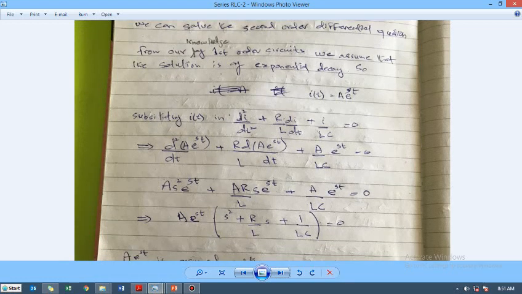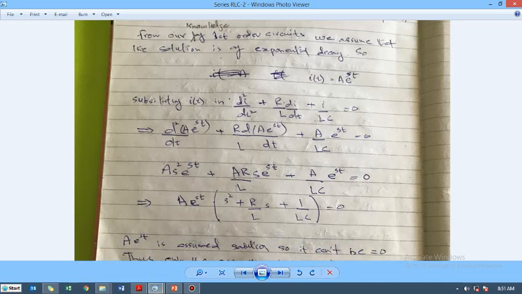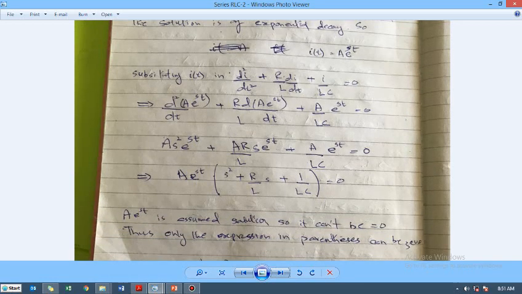So what we do here is put the assumed solution in the equation. I was the main variable of the system, so in place of I I have just put the assumed solution, A e raised to the power st. Moving forward and taking out the common terms, we come out with this bracket part of the equation, and this is called the characteristic equation of the differential equation.